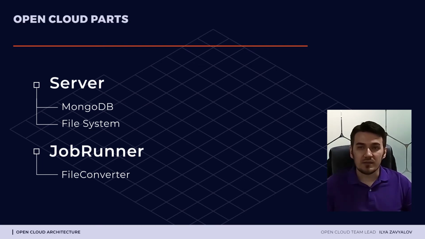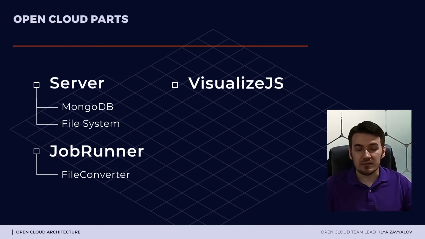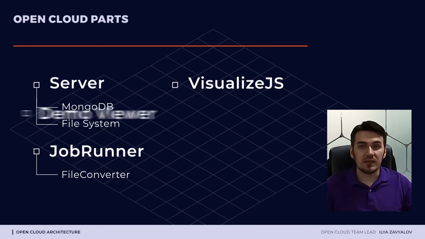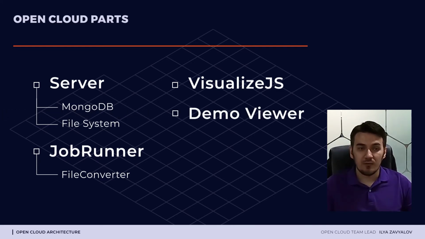These are all parts of the backend. For the front end, we use the following components. The first is the demo viewer, which is actually a React-based web application, which shows how you can interact with the server. But of course, this is not the required technology stack. The OpenCloud architecture allows you to use any technology stack for web application.